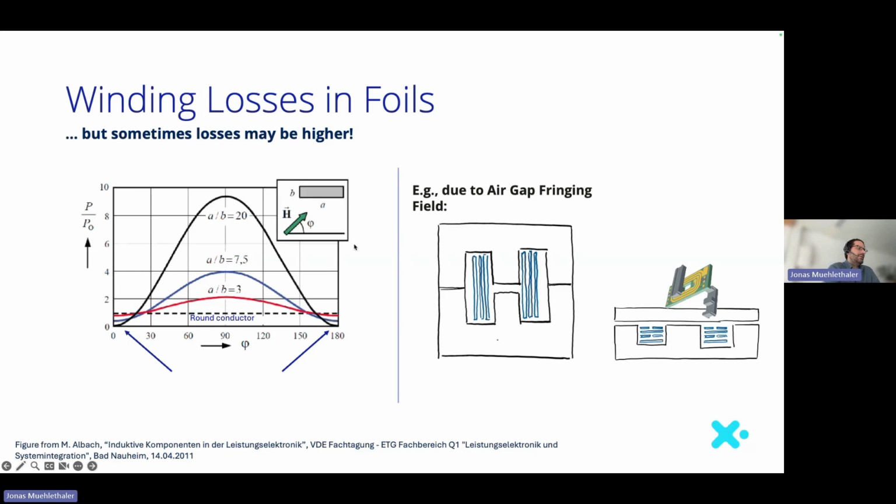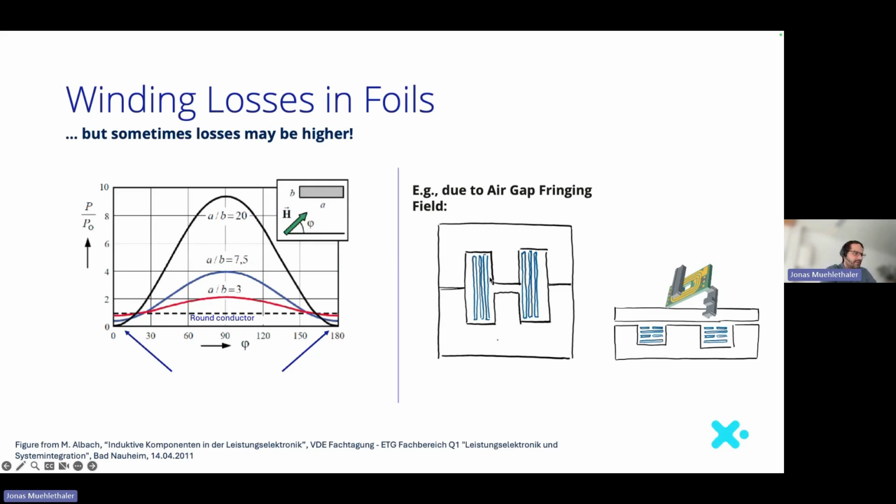This is something very typical in power electronics or in inductors of power electronics. Often you have an air gap, and if you have an air gap, you have a fringing field. This fringing field penetrates through the foils, and because of this, you have additional losses. And in this case, foil windings pretty quickly become worse than the solid round wires, but still there are use cases where foil windings are okay.